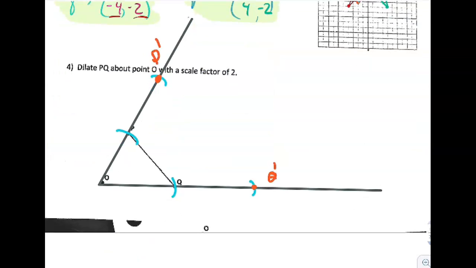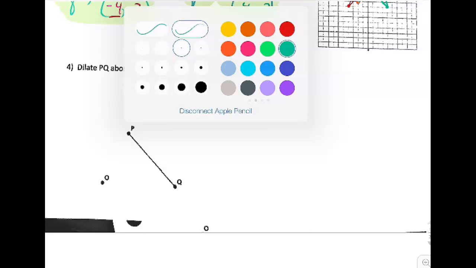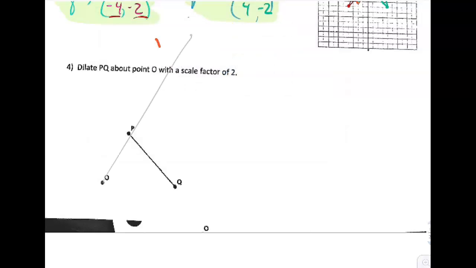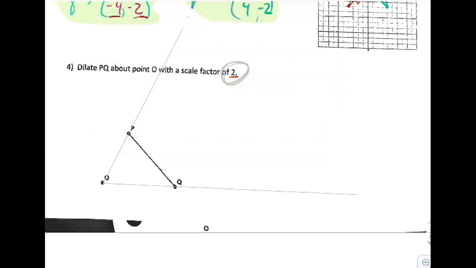And the last one, let's start from scratch. Take your straight edge with your lines of dilation, make them nice and long, because you have to go at least 2 times, right? Nice straight lines of dilation. And this one says a scale factor of 2. So you set up your compass at O, you prove that you measured to P, and then you double it. In this case, it wants you to double it.